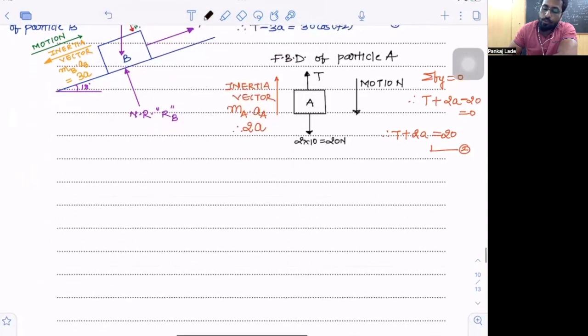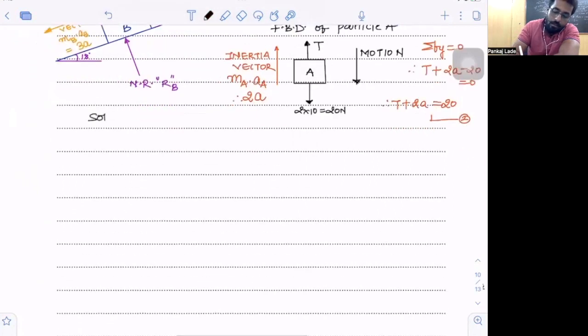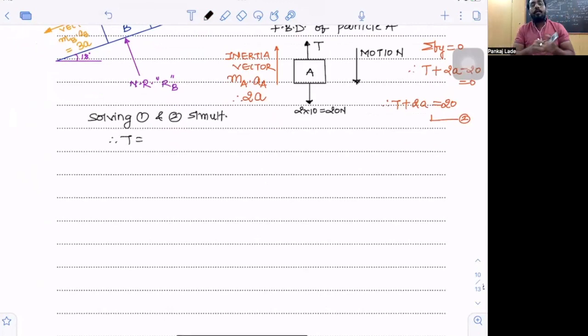Let's solve 1 and 2 simultaneously. Okay, so I'm going to get the value of T. I'm simply going to make use of the calculator's equation mode. So let's go to the equation mode, and in that you select simultaneous equation with 2 unknowns.